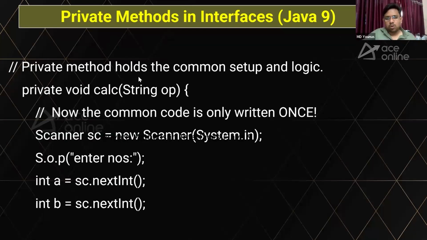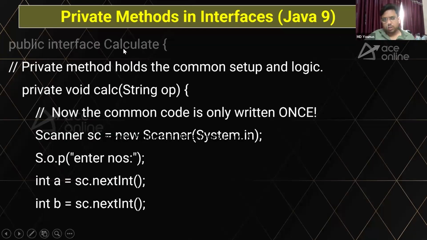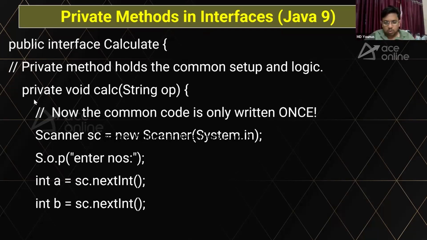Okay, so now let's see how we actually define the private method inside the interface. If you look at this method inside the interface called calculate, we are making a private method that holds the common setup and the logic. So I define a private keyword to define the private method. Void. Now the access modifier is not public, it became private.